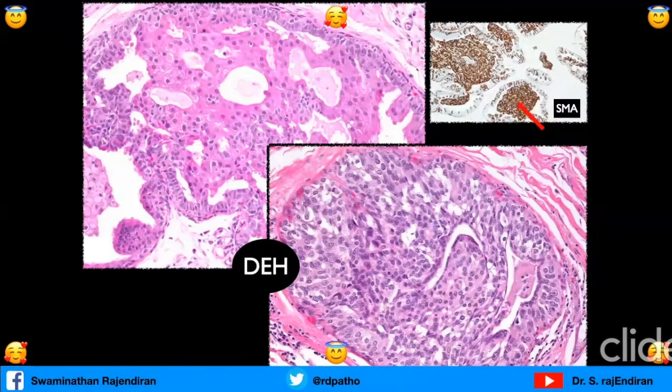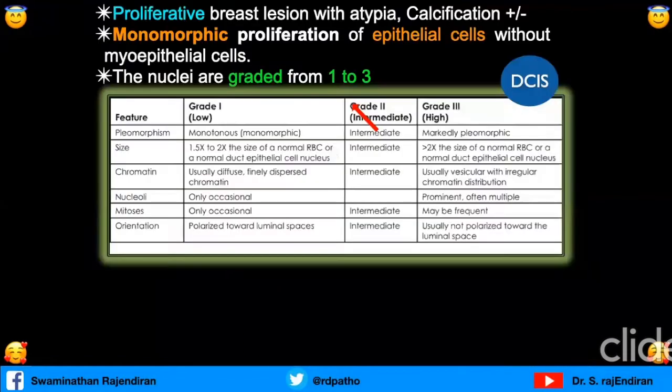This is a nice picture, smooth muscle actin. It's a myoepithelial marker; the myo component takes the smooth muscle actin. See how many myoepithelial cells are there. If it is DCIS, it should not have myoepithelial cells. Another feature is spindling of the cells and apocrine metaplasia. These are all associated with ductal epithelial hyperplasia, not with DCIS.